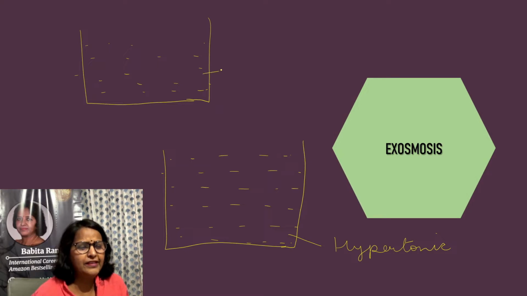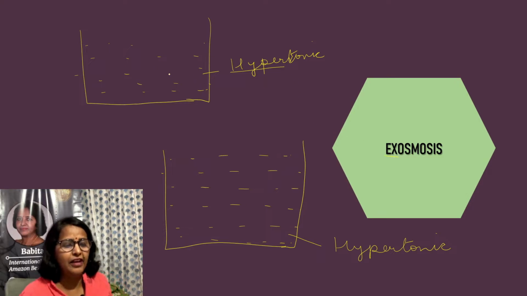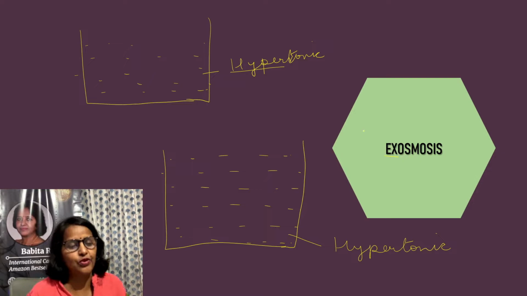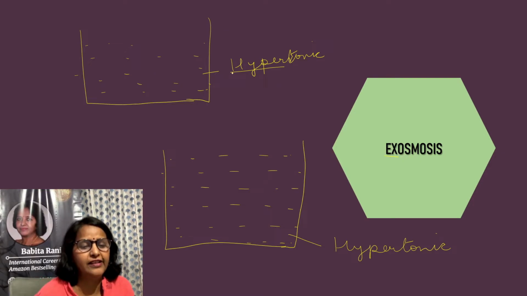Do you remember this? I had told you we add the numbers, that is hyper has 5 and x has 2, so 5 plus 2 should be 7. So if exosmosis has to take place, the solution that we will take is hypertonic solution. Now let us see how it happens.